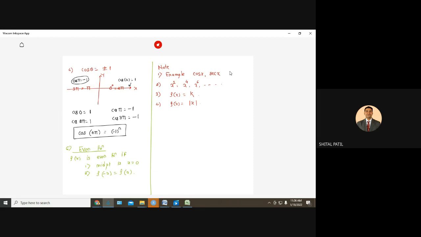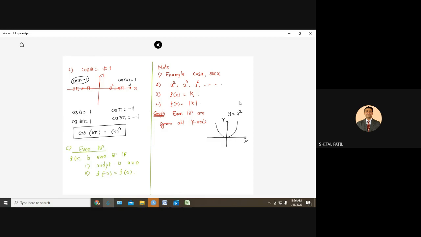Then what about the graph? Even functions are symmetric about the y-axis. Very good. It is always better to keep one example in front of you. For example, y equal to x square. This is a parabola. Parabola is like this, which is symmetric about the y axis.